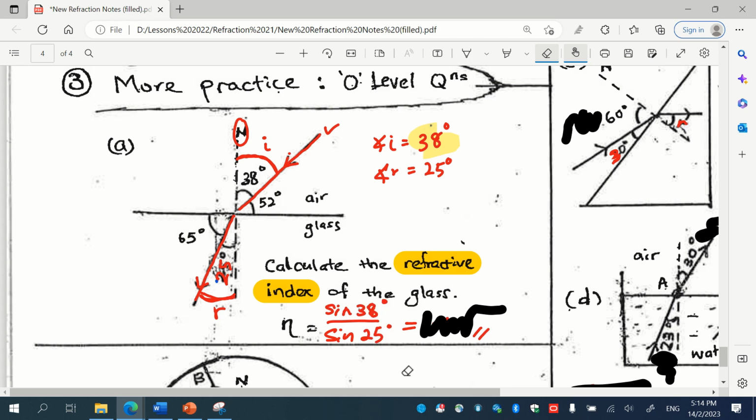Now try pressing your calculator. Don't believe my answer. You have to press it yourself to know it. Okay? Press the calculator, you will see that it's 1.46.